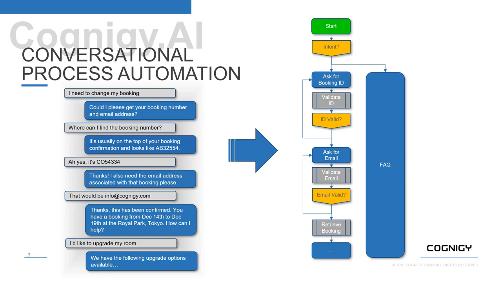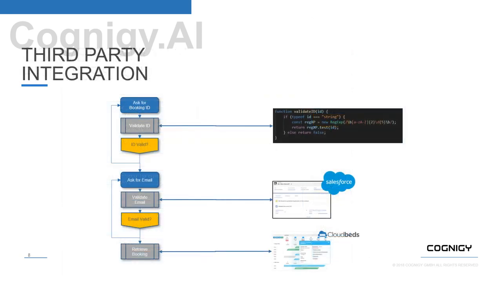Now, this is only one part of the puzzle. We need to be able to model these processes in an easy way. The second part is that we need to integrate with third-party systems. So we get the booking ID and we validate it. This can be done, of course, in the same system, or it can be done using a piece of code. But it can also be done in a third-party system. Like, for example, here with email, we're validating the email against Salesforce, our CRM system, where we check, does this user actually exist? And if they do exist, we then take the booking ID and the email address and retrieve the booking from a booking system, like, for example, Cloudbeds.